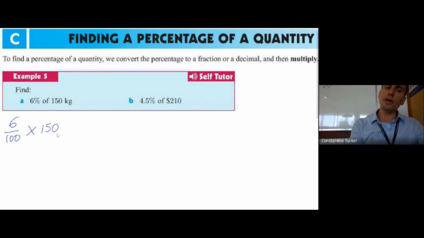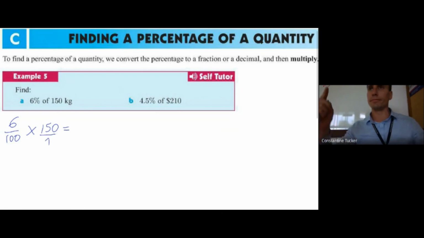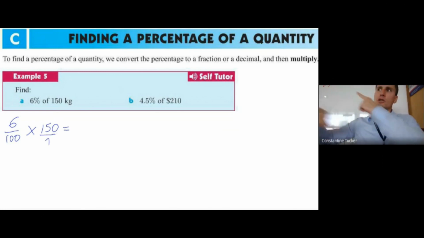Okay, so how do we calculate this multiplication then? Anyone? Okay, absolutely, we can do that. So most students actually like doing this. They say 150 has an invisible one underneath. So now if we multiply across, 6 times 150 gives?